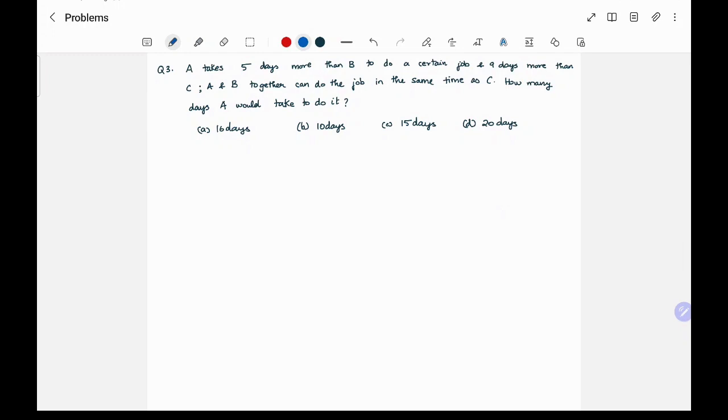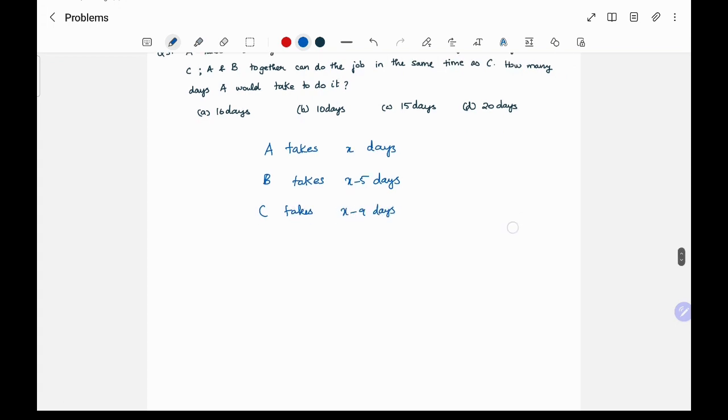A takes 5 days more than B to do a certain job and 9 days more than C. A and B together can do the job in the same time as C. How many days would A take to do it? So A takes 5 days more than B to do a certain job and 9 days more than C. Let's take A takes x days. Then B will take x minus 5 days, and C will take x minus 9 days, right?